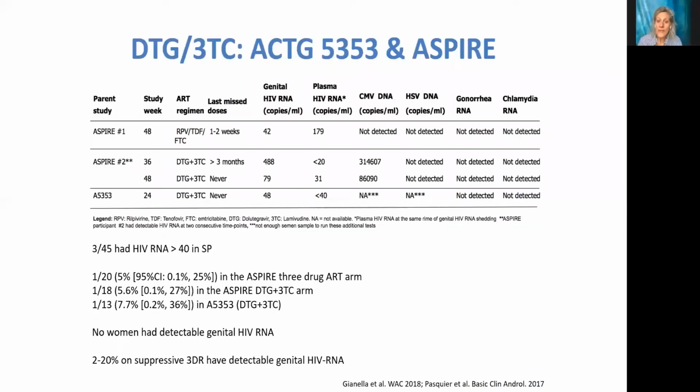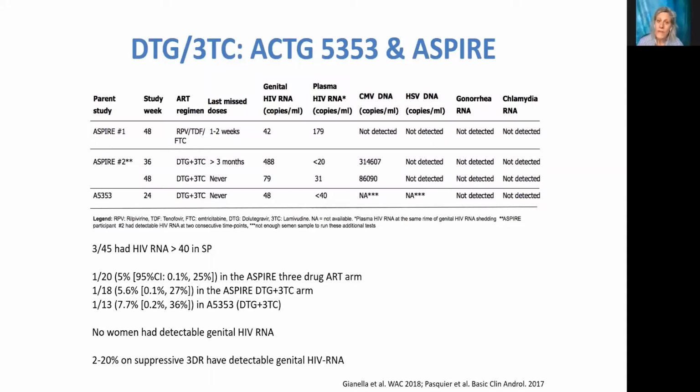We actually have data about the genital tract. If we look at the sub-study in the genital tract from 2 different studies, ACTG 5353 and ASPIRE. ACTG 5353 is a single-arm pilot phase 2 study that enrolled antiretroviral naive patients who started dolutegravir lamivudine, while ASPIRE is a switch study in patients with an undetectable viral load that either continue the 3-drug regimen or switch to dolutegravir lamivudine.